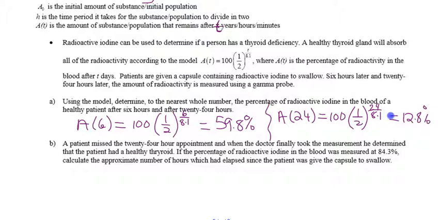The patient missed the 24-hour appointment, and when the doctor finally took the measurement, he determined that the patient had a healthy thyroid. If the percentage of radioactive iodine in the blood was measured at 84.3%, calculate the approximate number of hours which had elapsed since the patient was given the capsule to swallow.